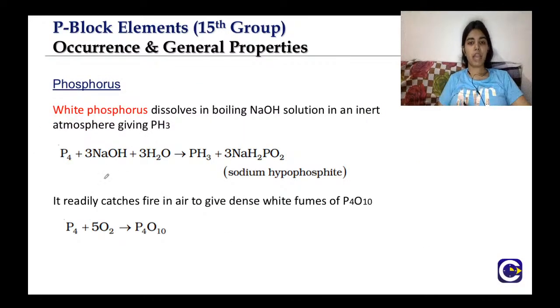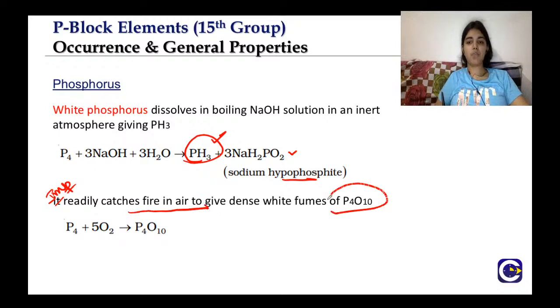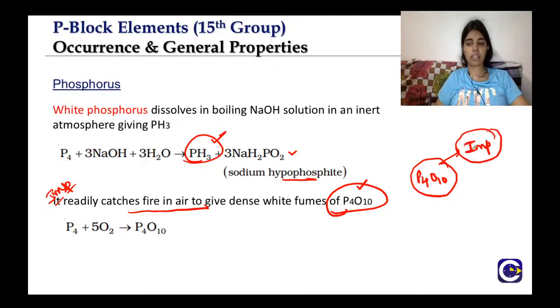White phosphorus dissolves in NaOH and yields phosphine gas, that is PH3, and sodium hypophosphite, that is NaH2PO2. And this one is very important, that white phosphorus readily catches fire in air, and it gives dense fumes of P4O10. P4O10 is an oxide of phosphorus, and its structure is very important from the examination point of view, and in further sessions we will be discussing its structure too. So P4 on reacting with oxygen will give you P4O10, that is particularly the oxide of phosphorus.